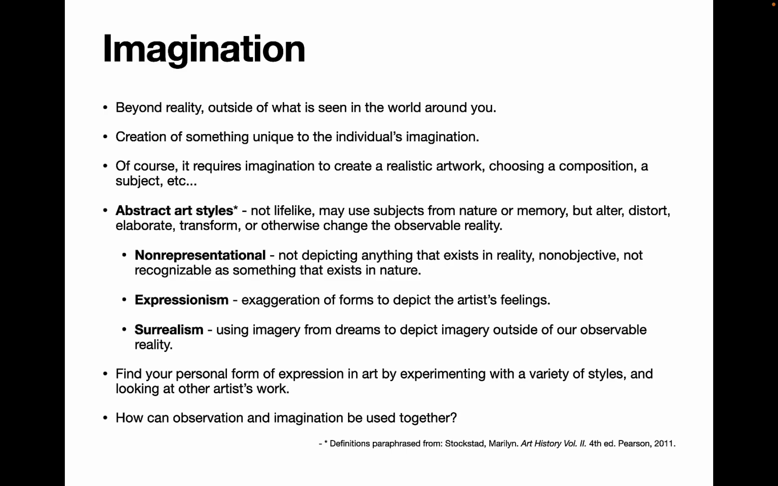Then we have expressionism, which is something that's exaggerated, and it's also depicting the artist's emotions and feelings. So you're expressing your feelings. And surrealism is another really popular form. So it does have realism in there, right? But it's using imagery from dreams to depict stuff outside of our observable reality, to create a new reality, like a dream world or an alternate world. And I think of fantasy and science fiction. This all goes into surrealism too, and it has expanded so much over the years.